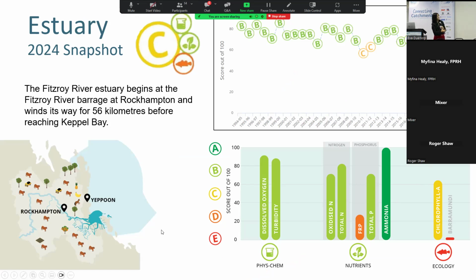So it starts at the Fitzroy River Barrage at Rockhampton and winds its way down for 56 kilometers before it reaches Catchments, where we will be tomorrow. So when you look at the estuary, it fluctuates between B's and C's. This year, though, it's a C. And so that's the trees.